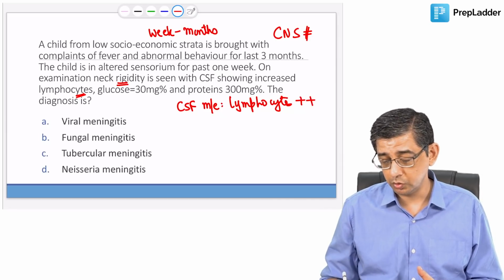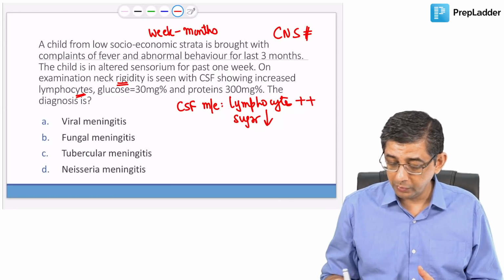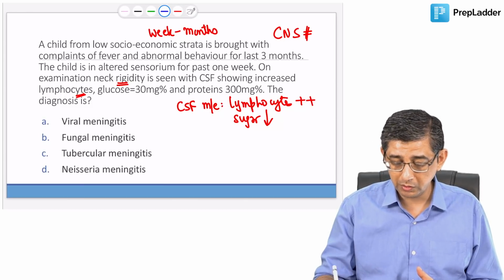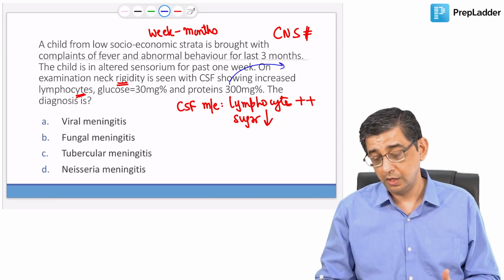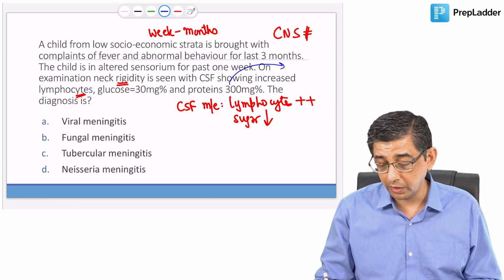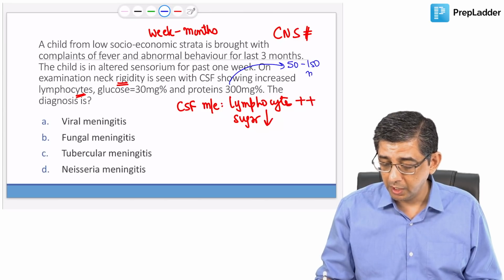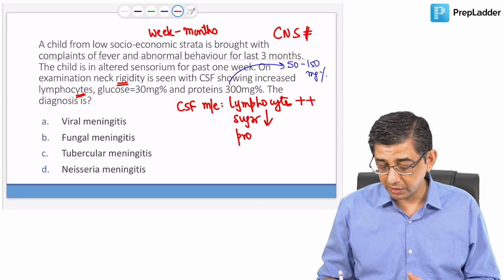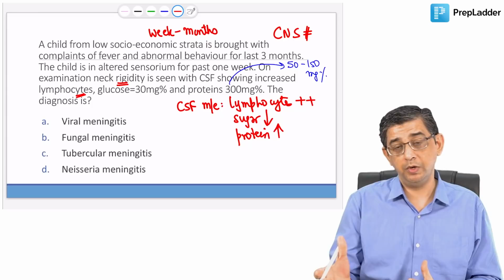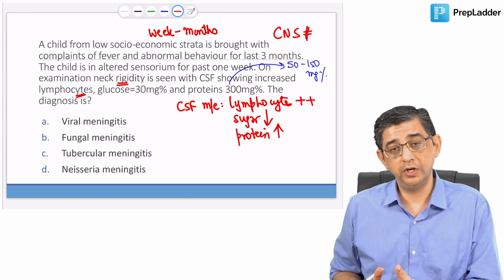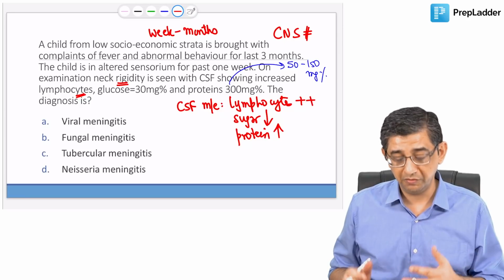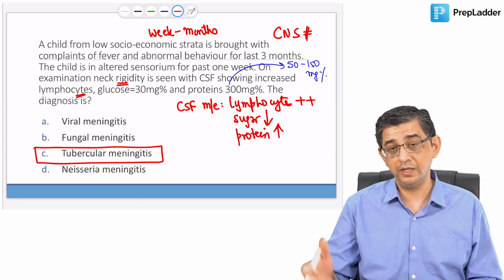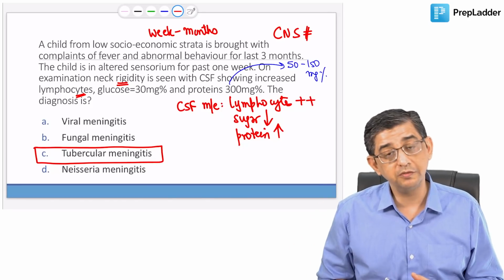The bacteria will consume the sugar, so CSF sugar will be lower. Normal CSF sugar is 2/3 of the blood sugar. Here it is low. Normal protein in the CSF is in the range of 50 to 150 milligram percent, but in this patient it is almost double. Because there is an inflammatory process occurring here, antibodies are being produced. Antibodies are gamma globulin, and gamma globulin is protein, so the protein component is going to be increased. So all the features favor tubercular meningitis, especially in an Indian exam when you have a long-standing neurological illness and CSF lymphocytosis. TB is the first answer.